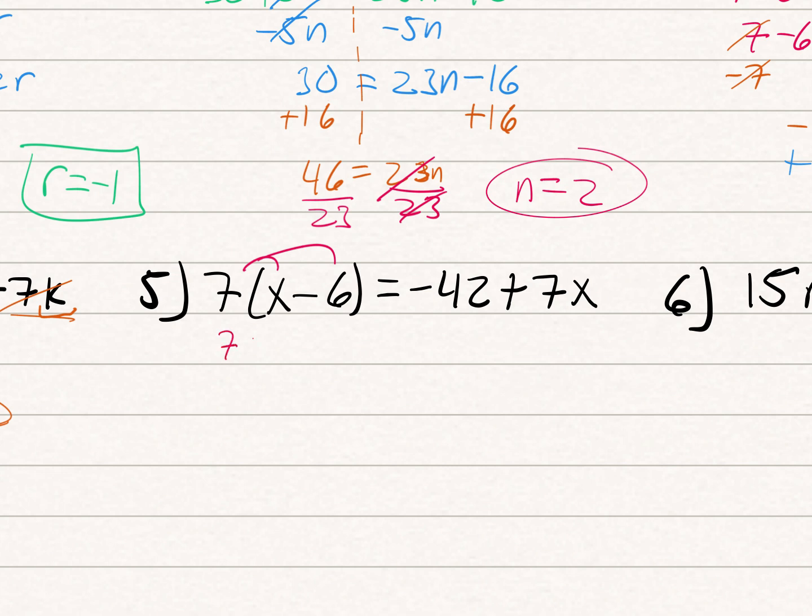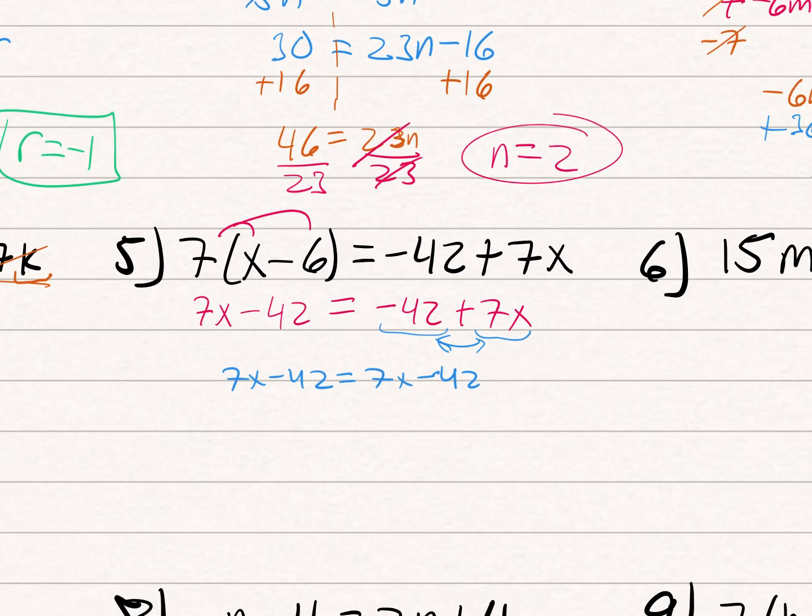the 7. So we get 7 times x minus 7 times 6 is going to be 42 equals negative 42 plus 7x. Now you could stop right here, right? Commutative property of addition, right? You can switch the places of these two, right? Switch by commutative property, and then you get 7x minus 42 equals 7x minus 42. And this is exactly the same, right? If it is exactly the same on both sides of the equation, this is all real numbers.